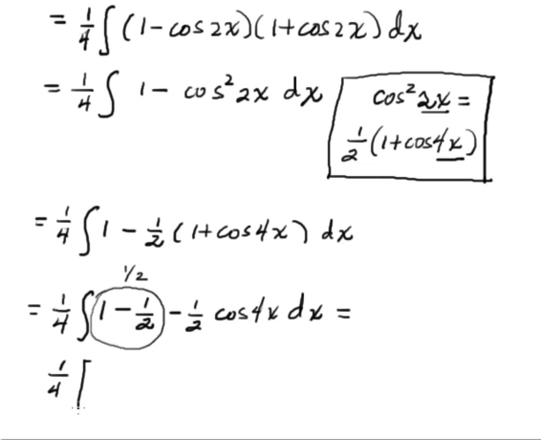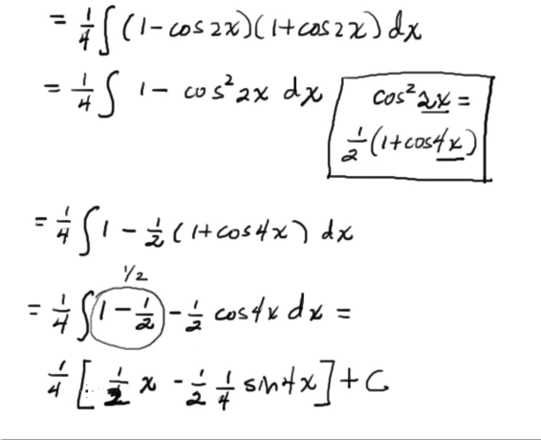Here's the 1/4 on the outside. Here we have 1/2. Integrating that, that's 1/2 x, minus, now we have to integrate cos 4x. The derivative of sine 4x is cos 4x times 4. So we're missing that 4 on the outside, so we'll have to compensate by multiplying by 1/4. And that's a solution.